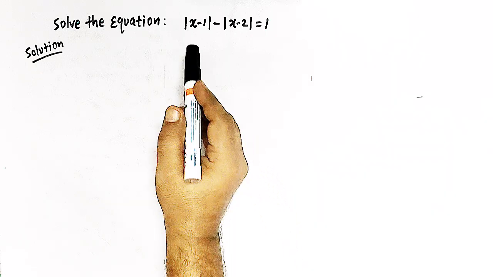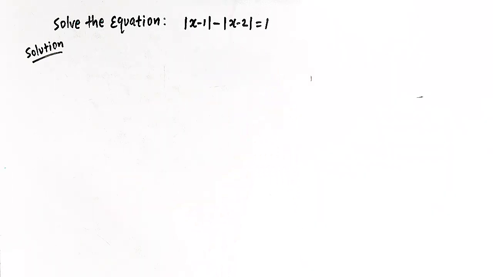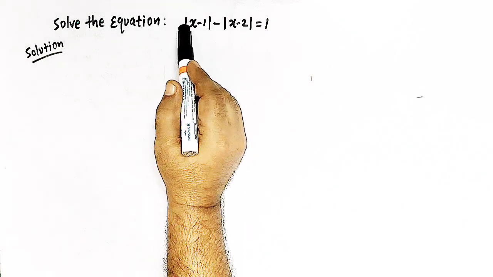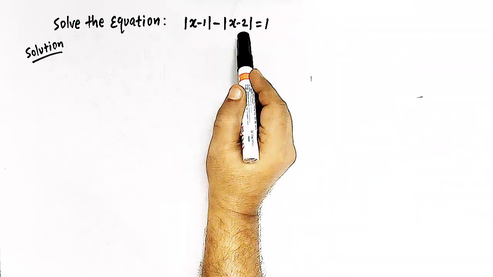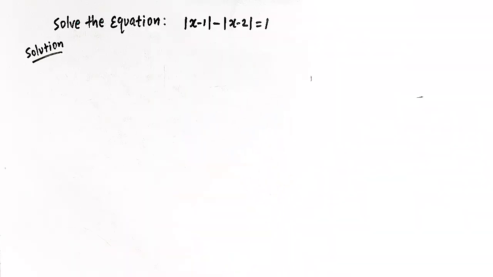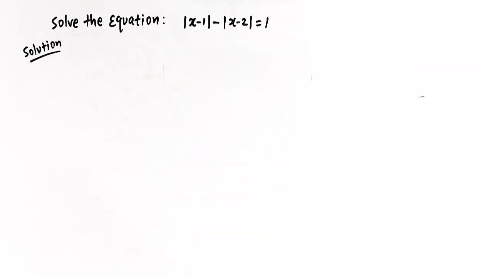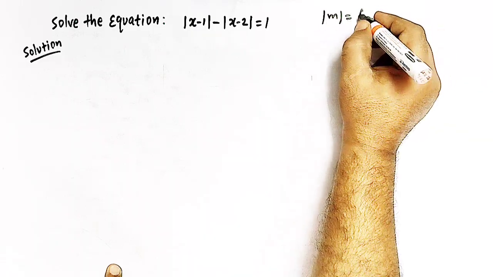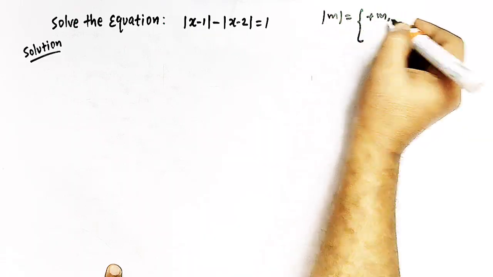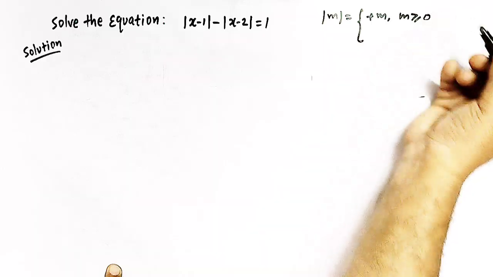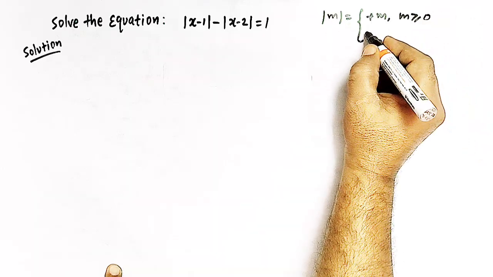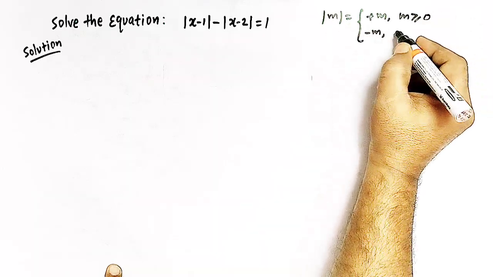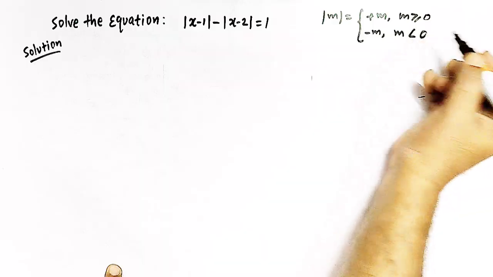So before finding out the solution of this equation, let us quickly see the definition of mod function, and let us define mod of x minus 1 and mod of x minus 2. So now mod of m is defined as the positive m when m is greater than or equal to 0, and mod of m is equal to negative m when m is less than 0.